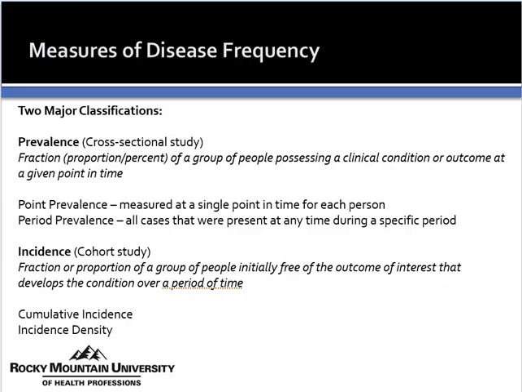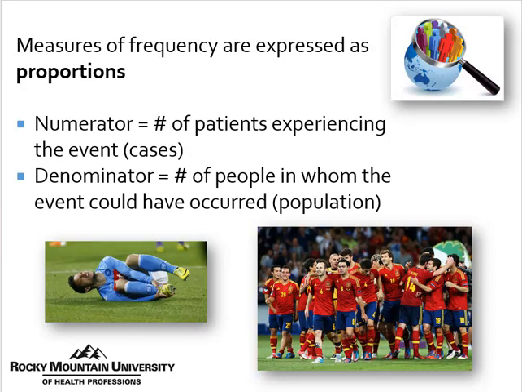Now, incidence is the fraction or proportion of a group of people who are initially free of the outcome of interest, like a disease or like an injury, that then go on to develop the condition during the surveillance period, during a period of time after the start of the study. And there's two types of incidence that we'll explore. We're going to explore cumulative incidence and incidence density.